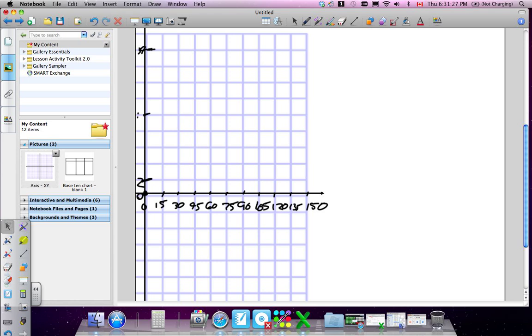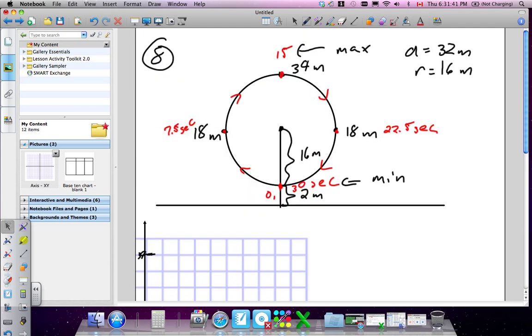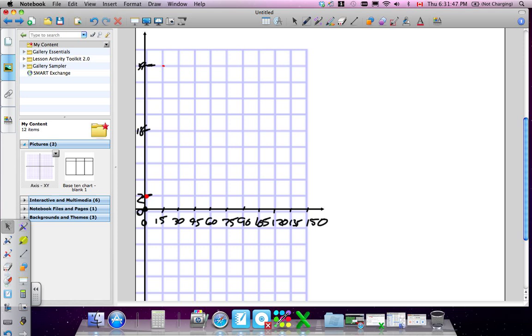So when we go to graph this, our starting point is at 0. We know we're 2 meters above the ground, right? After 15 seconds, how high are we? 34. So after 15 seconds, boom, we're all the way up there. 30 seconds, where are we? We've set this up perfectly, so we can just go up, down, up, down. Is this making sense?